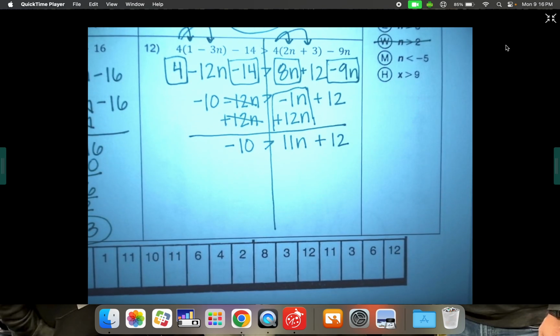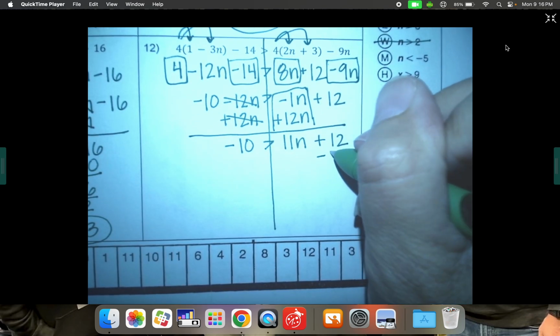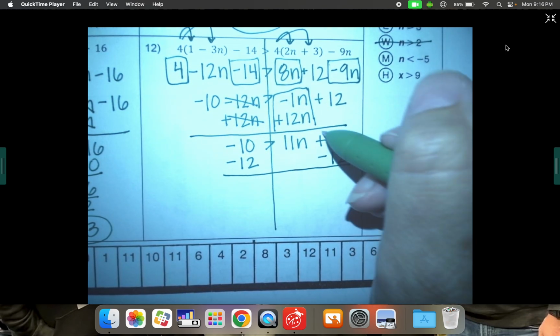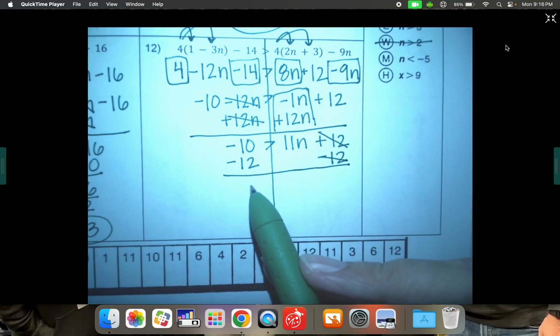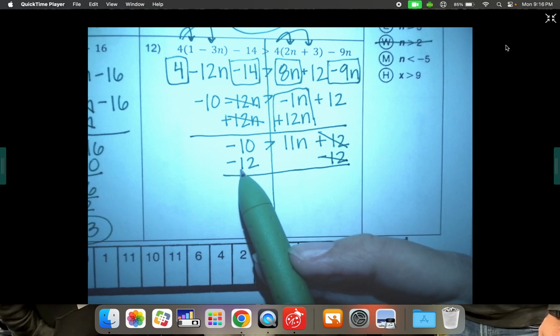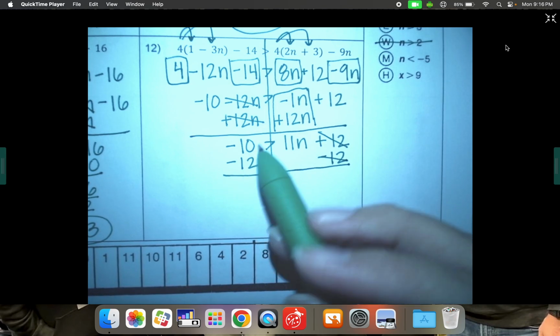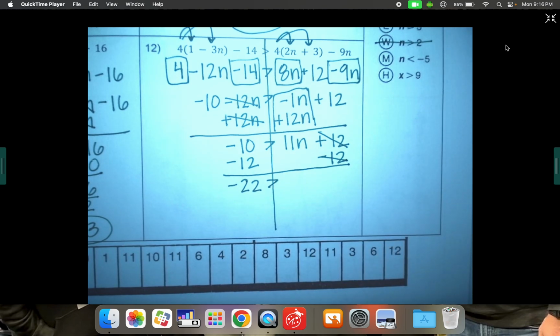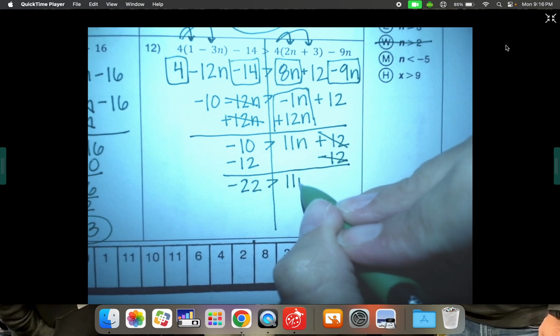All right, 2 more steps and we're done. We're going to minus 12 on both sides next. Be careful, this is not 2 or negative 2. That is a negative 10, and you're subtracting 12 more. So it's a greater negative. It should be negative 22. Double check with your calculator. And then we have 11n over here.